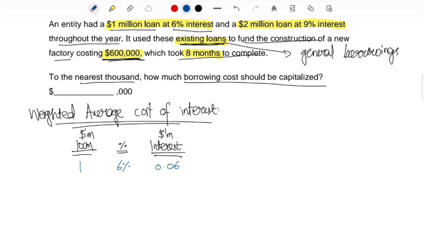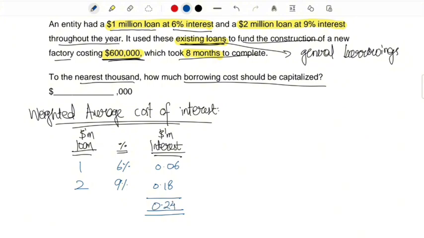So essentially 6% of the 1 million loan will tell you how much annual interest we have to pay on the 1 million loan. Then on the 2 million loan, we have an interest rate of 9%. Can you tell me how much is the annual interest that we have to pay? It is going to be 0.09 multiplied by 2 million. This gives us 0.18 million in interest. Now you will add these two interest amounts: 0.18 plus 0.06, which is going to give you 0.24 million.